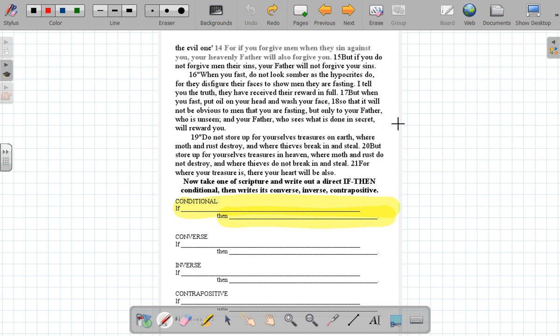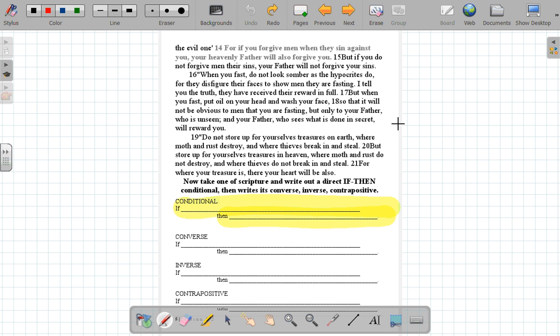Do not store up for yourselves treasures on earth, where moths and vermin destroy, and where thieves break in and steal. But store up for yourselves treasures in heaven, where moths and vermin do not destroy, and where thieves do not break in and steal. For where your treasure is, there your heart will be also.